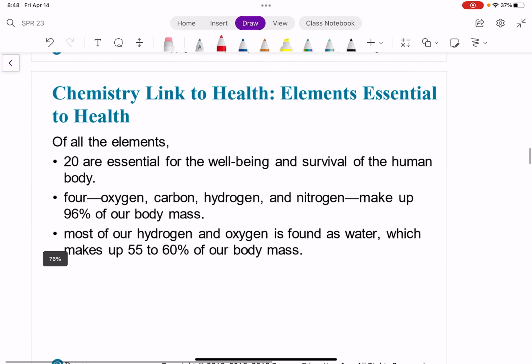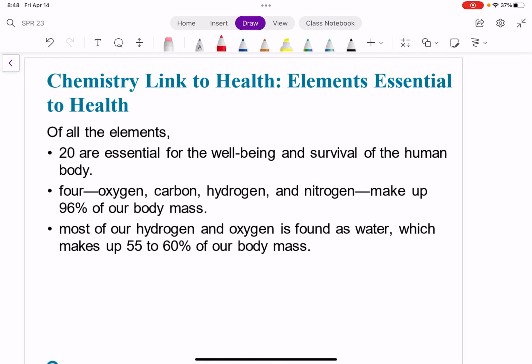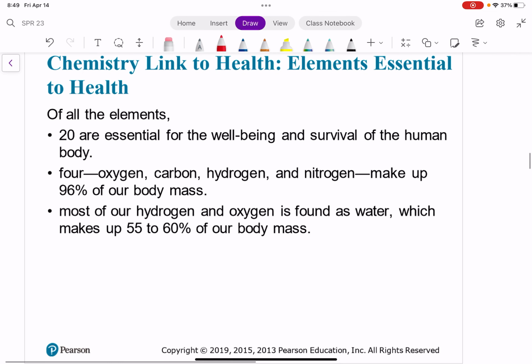Oh, this is interesting too. Chemistry linked to health. There are elements that are very essential for our health, and there are 20 that are essential for the well-being and survival of the human body. Four of those 20 make up 96% of our body mass: oxygen, carbon, hydrogen, and nitrogen. Most of our hydrogen and oxygen is found as water, which is why it's so important to drink your water. That makes up 55 to 60% of our body mass. So just something interesting.